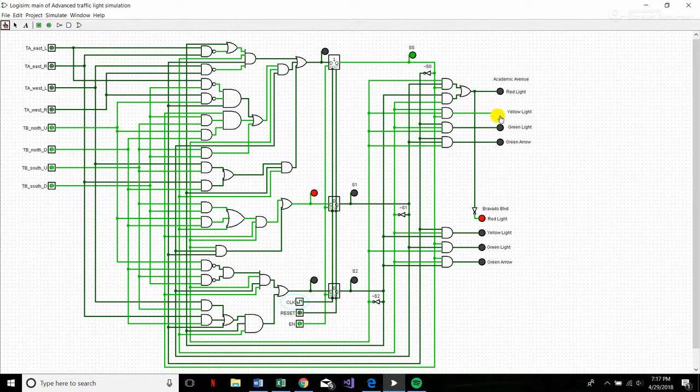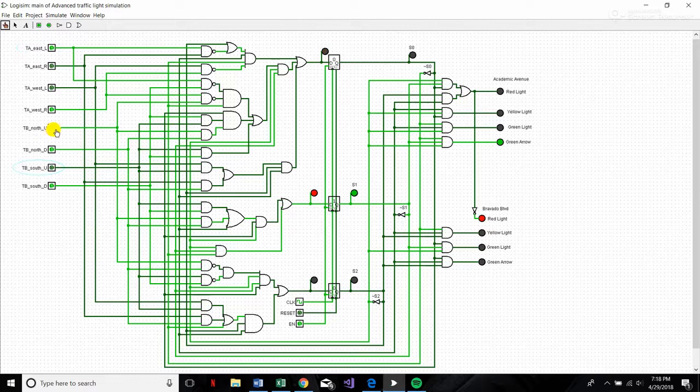So in this transition state, it really doesn't care about the inputs, and it will go to the next state regardless of the inputs. And this next state is Academic Avenue having a green arrow to turn onto Bravado Boulevard. And this will be on so long as TA West Right and TA North Up are high, or TA East Left and TA South Down are high.